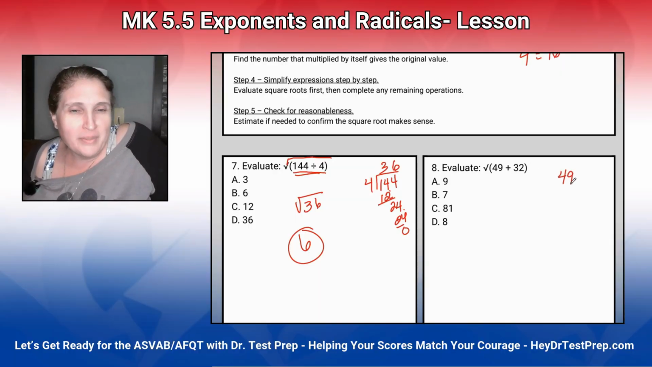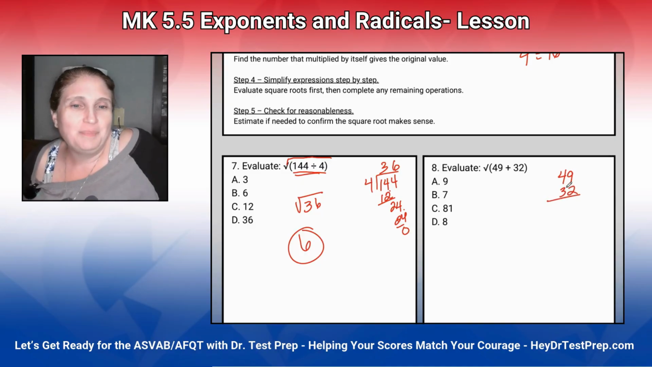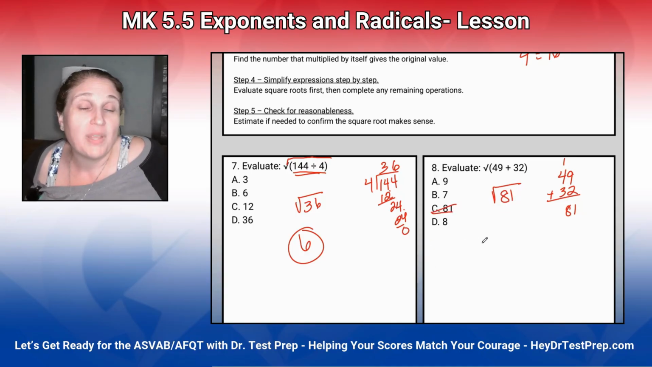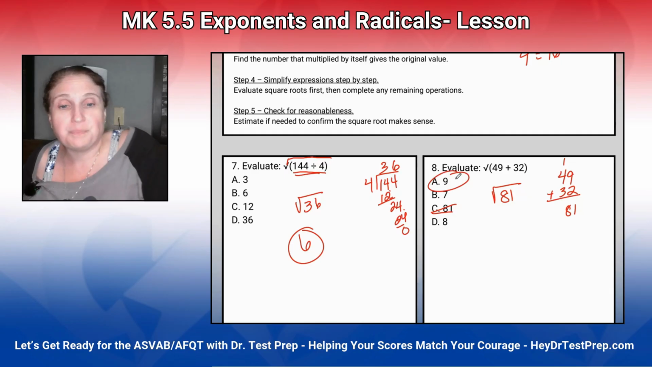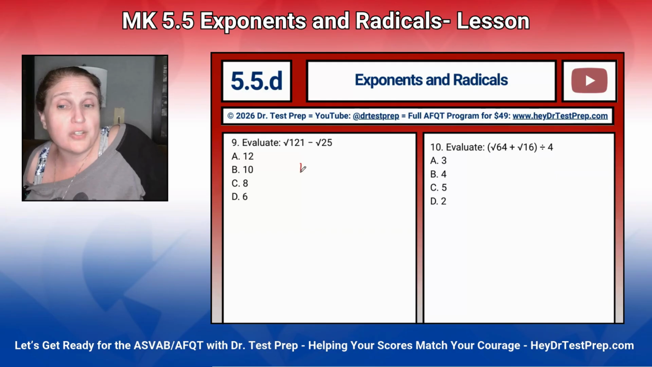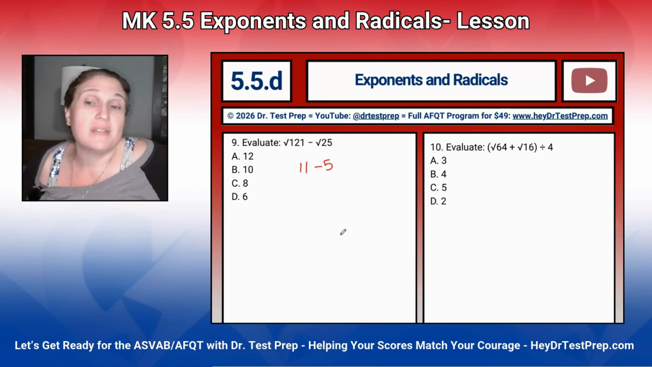Here comes the next one. God, I'm so tired. We add it up. 49 and 32 gives me 1, carry the 1, 81. So we've got the square root of 81. Don't be tempted by that one. 9 times 9 is 81. That's our answer. All right, the square root of 121, if you know your multiplication facts, is 11. 11 times 11 is 121. 5 times 5 is 25.